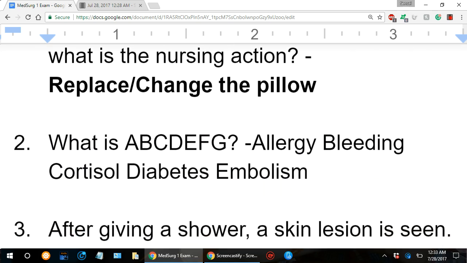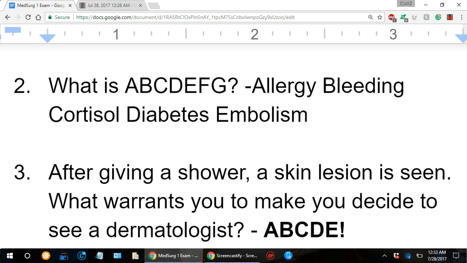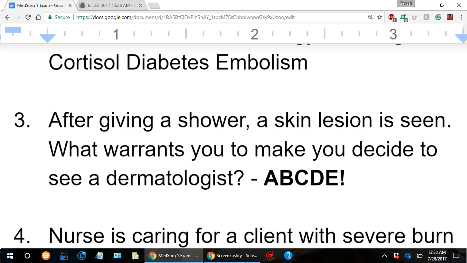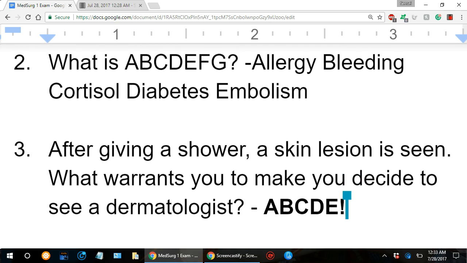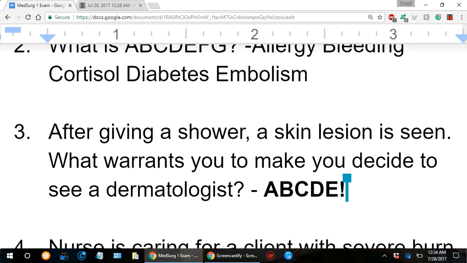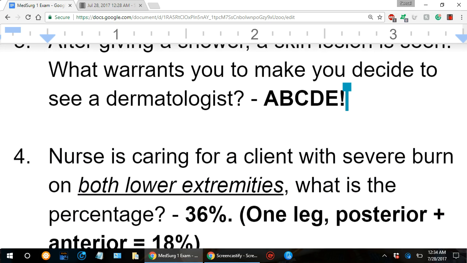What is ABCDE? Allergy, bleeding, cortisol, diabetes, embolism. After giving a shower, a skin lesion is seen. What warrants you to decide to see a dermatologist? The answer is ABCDE, which stands for allergy, bleeding, cortisol, diabetes, and embolism.